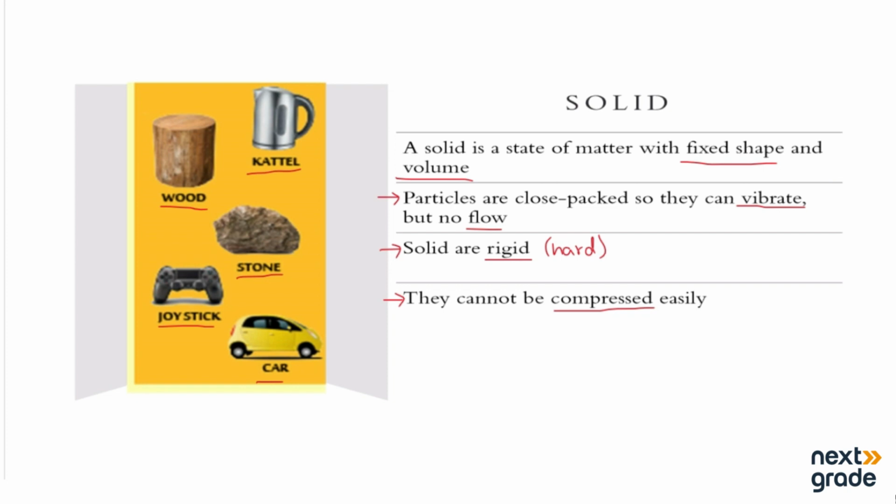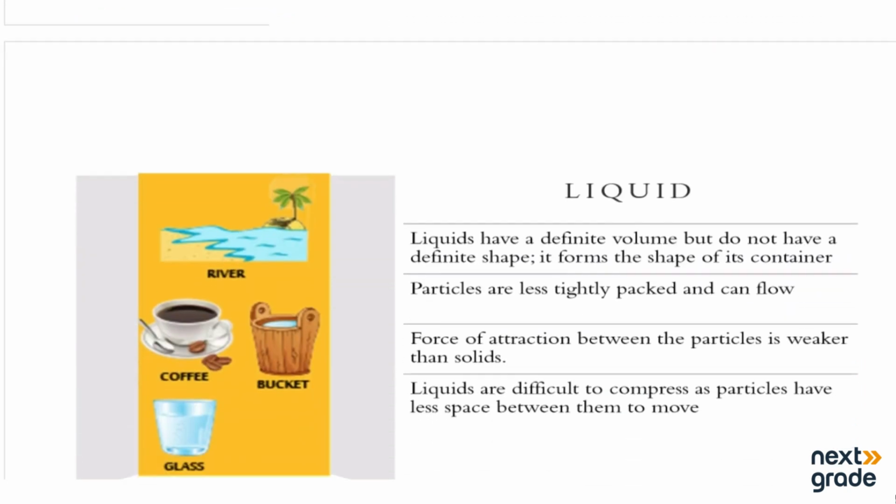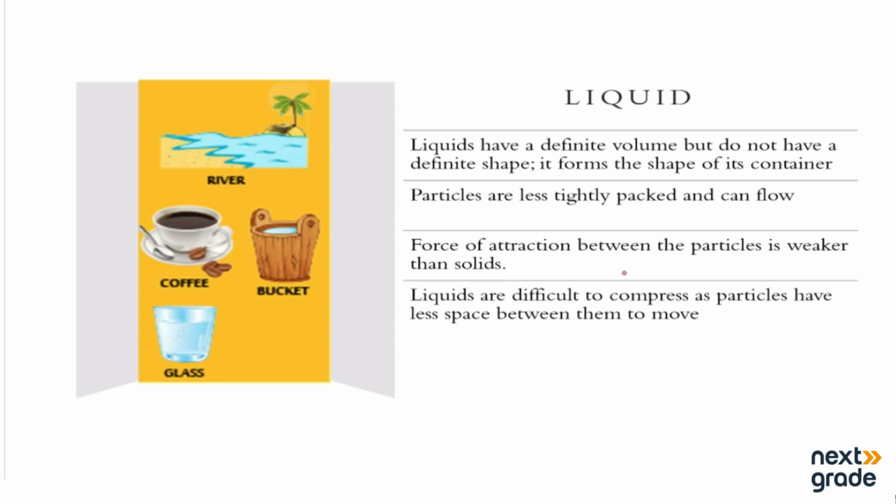Let's move on to the next state of matter, and that is liquid. So you can see the example of liquid over here, the river, the water and the coffee, और इसके अलावा पेट्रोल, और all of these things are considered as the liquid. And what makes them a liquid? उन्हें क्या चीज़ें liquid बनाती हैं?